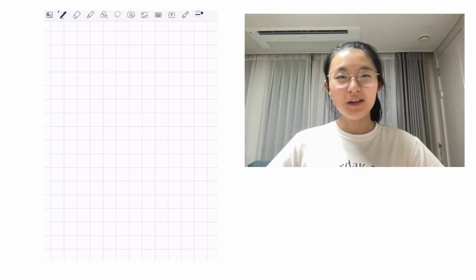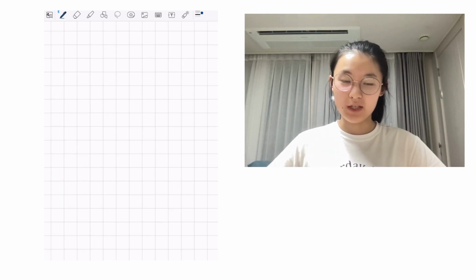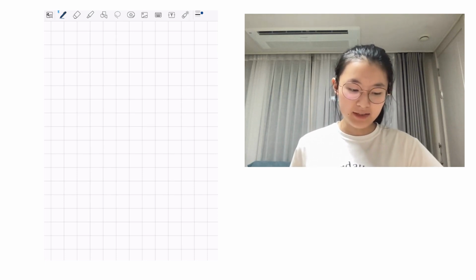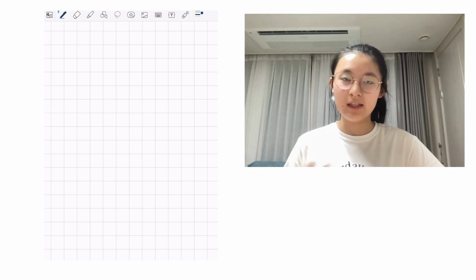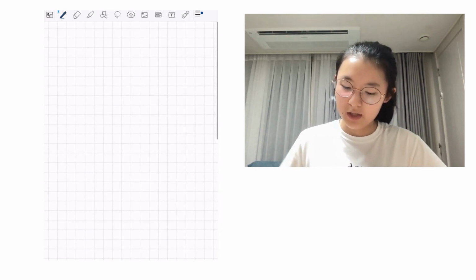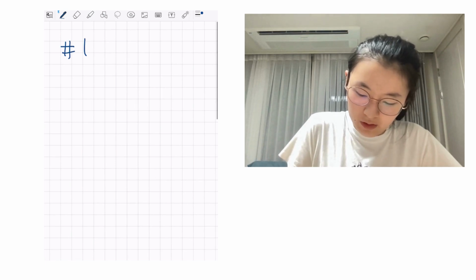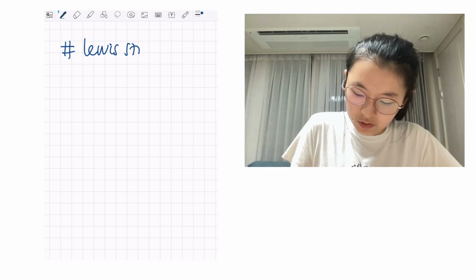Hi everybody, today we're going to look into how to draw a Lewis structure for different types of molecules, as well as how to explore Lewis structures in the case of dative covalent bonding. So let's get right into it. First of all, let's try to define what a Lewis structure is.